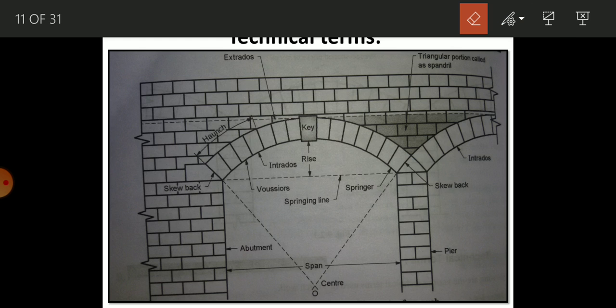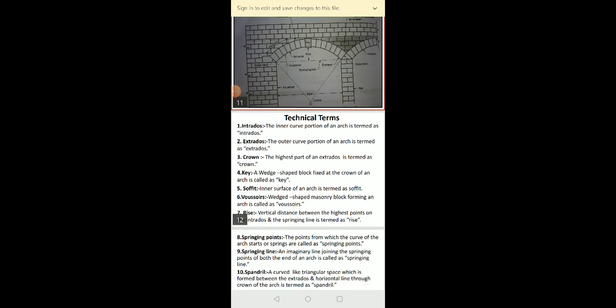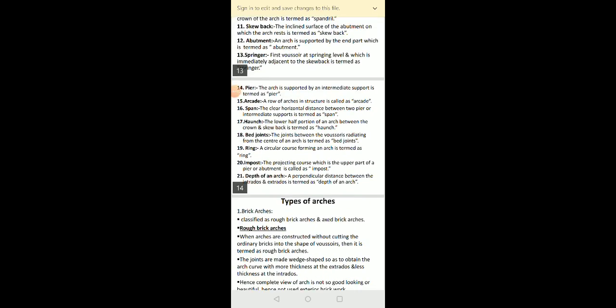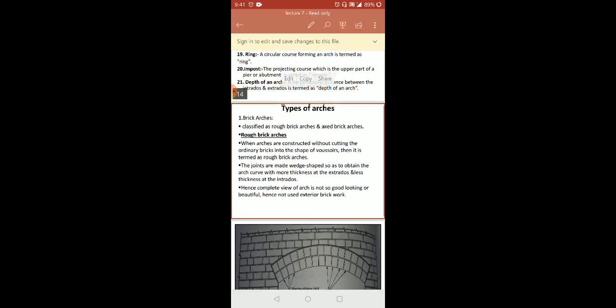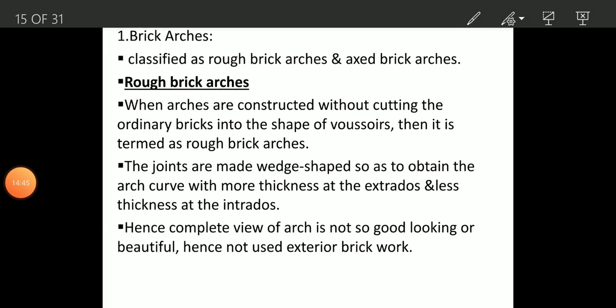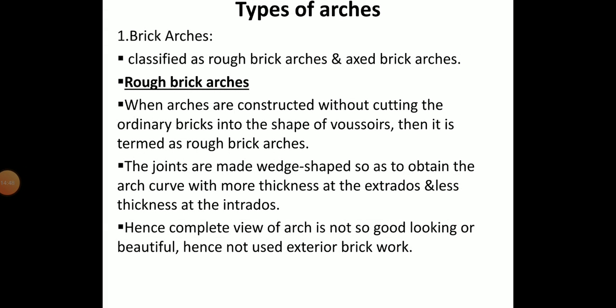Okay, so the next terms are technical terms: springer, pier, impost. The next portion is the types of arches, but before that I will discuss one thing. What is the difference between the extrados and intrados? The extrados is the outer curve portion of an arch, and the intrados is the inner curve portion of an arch. On the extrados, masonry work can be done, whereas on the intrados masonry work cannot be done.